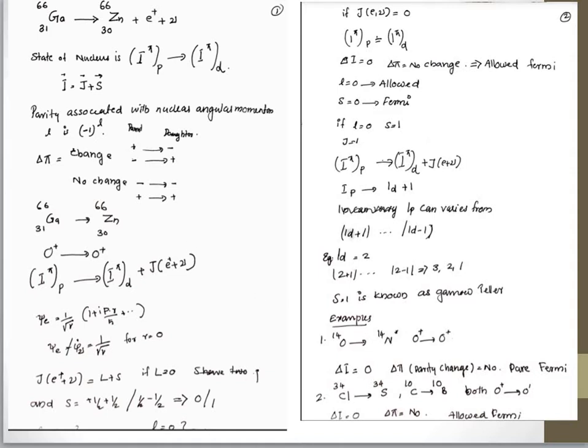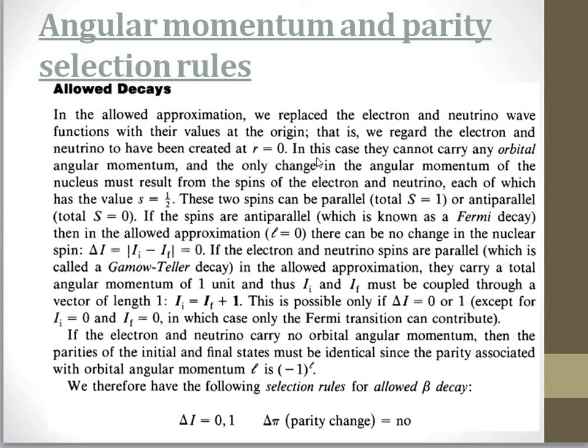So here also we are discussing the same thing. At r equal to 0, this electron and neutrino pair cannot take away any orbital angular momentum. So the change in the angular momentum of the nucleus must result from the spin of the electron and neutrino. Each of these has a spin of half. These two spins can be parallel, in which case S is equal to 1, or anti-parallel, in which case S is equal to 0. If the spins are anti-parallel, we call that decay Fermi decay.